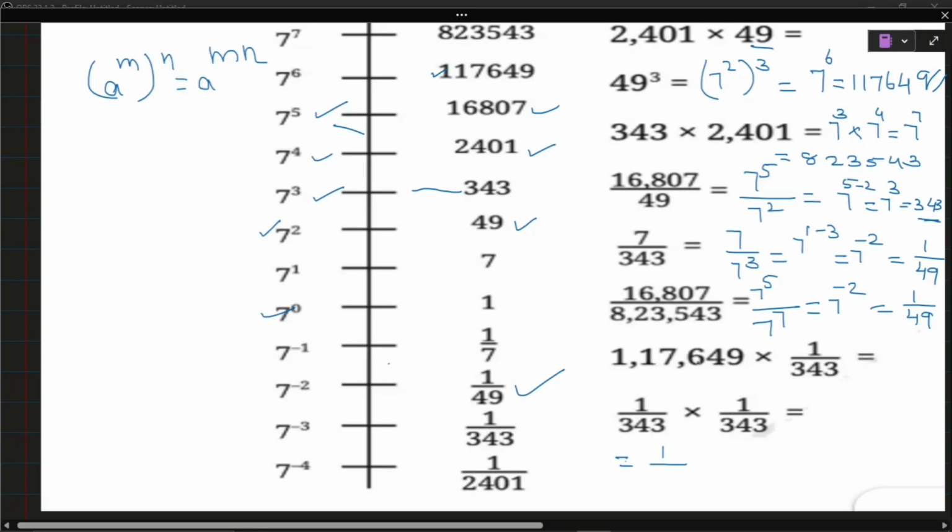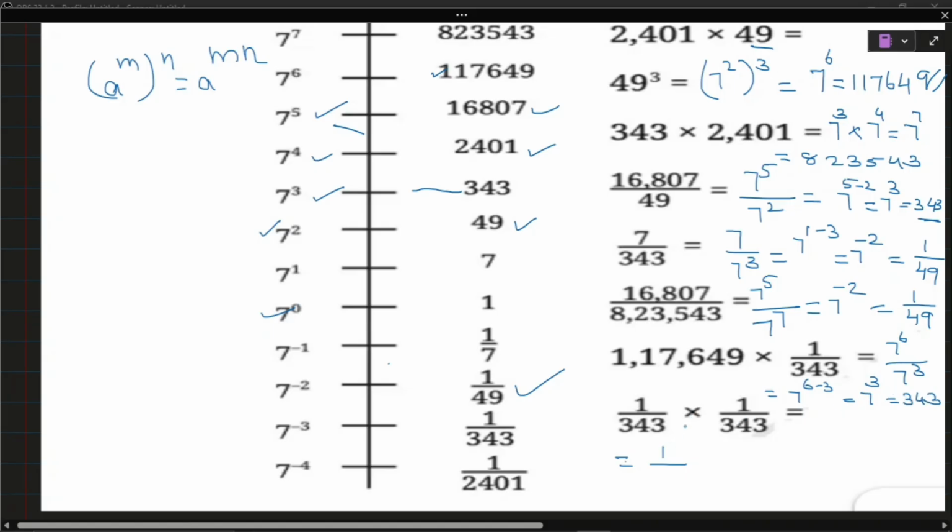Now next one, 117,649. The corresponding exponential number is 7 raised to 6. Then divided by 343, which is 7 cubed. So when you subtract, this becomes 7 raised to 6 minus 3, that is 7 raised to 3. That is 343, the answer.